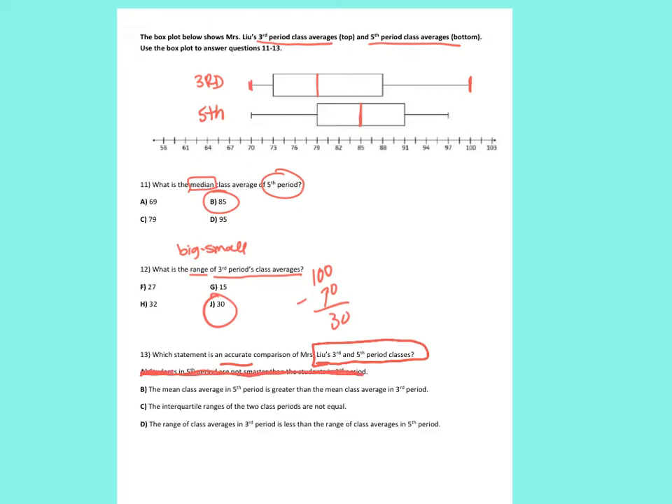B, the mean class average in fifth period is greater than the mean in third period. Can we ever see the average or the mean from a box plot? No, we can't tell that just from looking at this. We don't know all of her grades or how many she had.